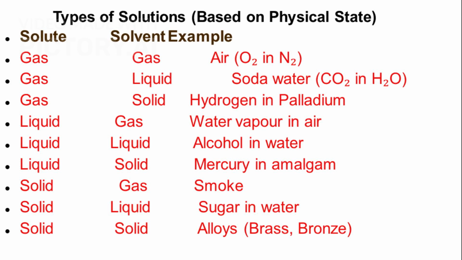For instance, gases can dissolve in gases, liquids or solids, such as air or soda water. Liquids can dissolve in gases, liquids or solids, like water vapor in air or alcohol in water. Solids can also dissolve in liquids or other solids, such as sugar in water or alloys like brass and bronze.